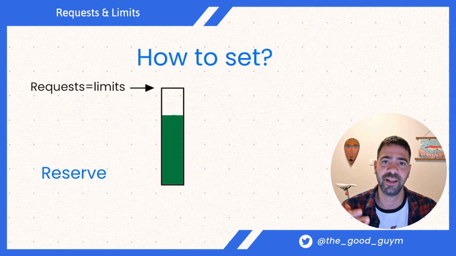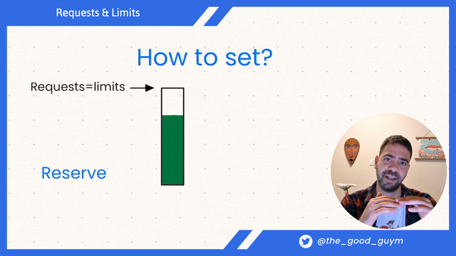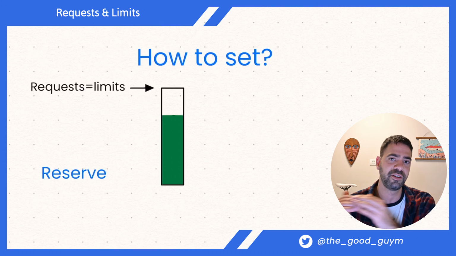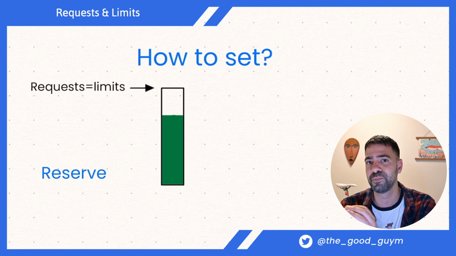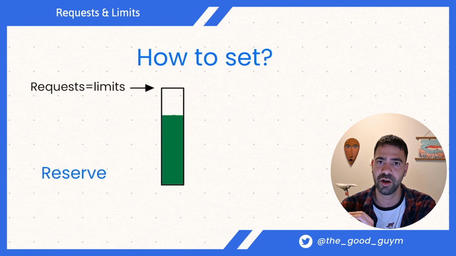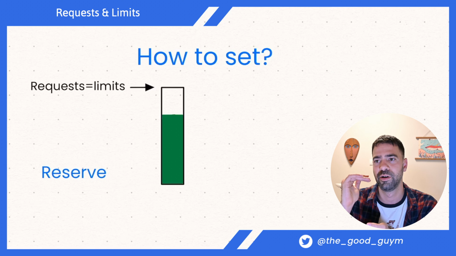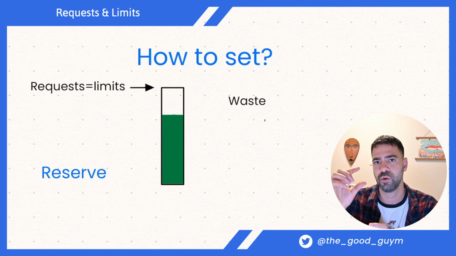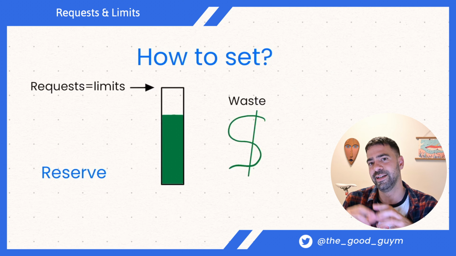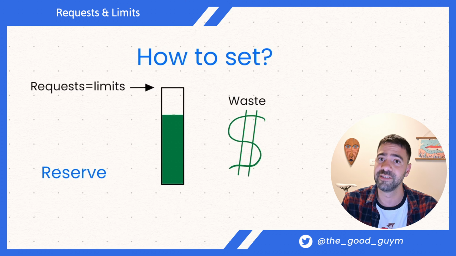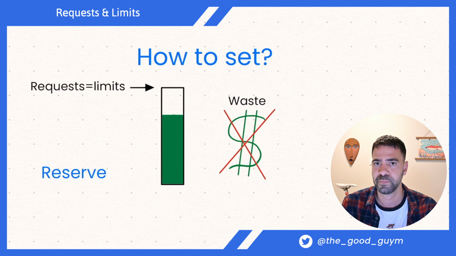When you set the limits and requests to the same amount, it means that you reserve all the resources that you need. Probably you are going to waste resources because you are not going to use the high amount all the time. So the difference will be resources that are reserved for your containers and application, but no one uses those. So it's a waste of resources.